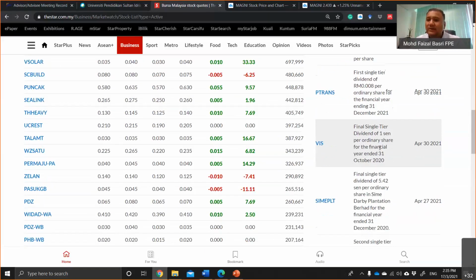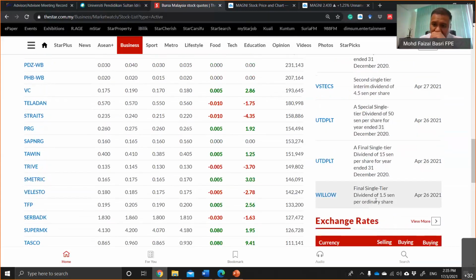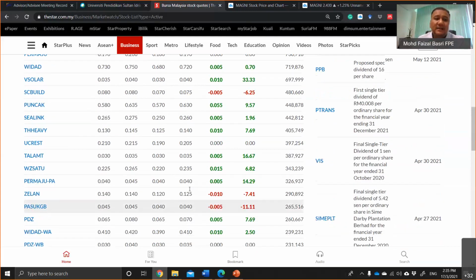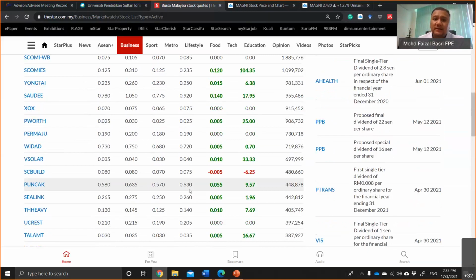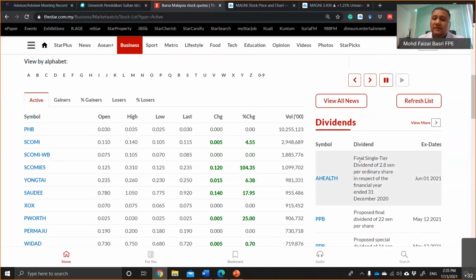So ada lot of things lah. Tengok lah, rate dia macam ni 1 cent. Ada yang 5.42 cents per unit. Okay, yeah. So that's the second types of income, multiple returns. As investor, this is what you want in the form of dividends.